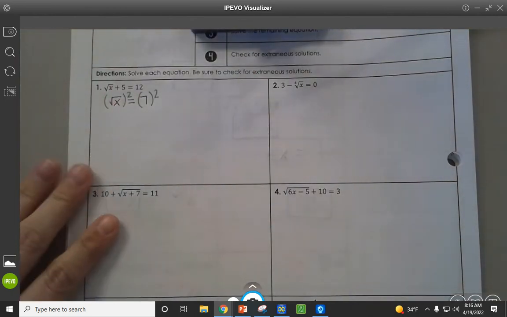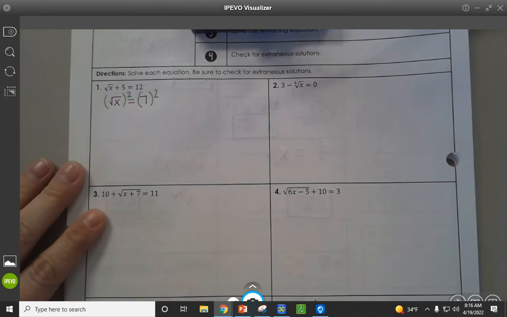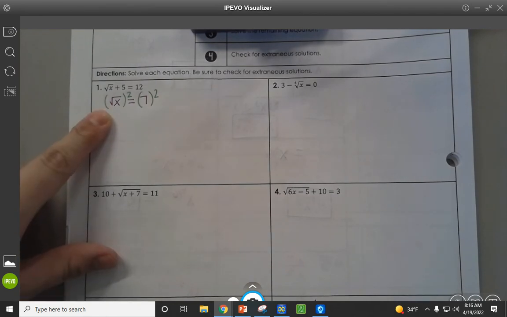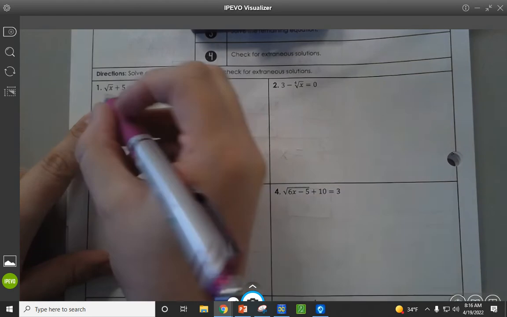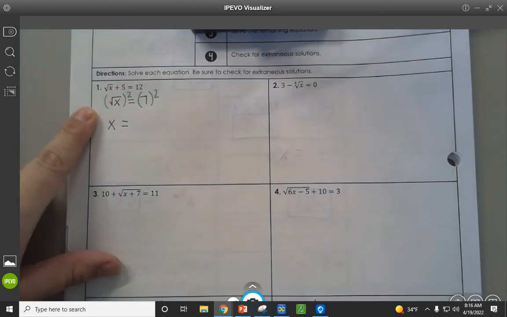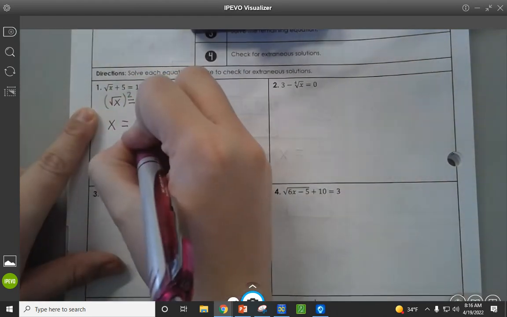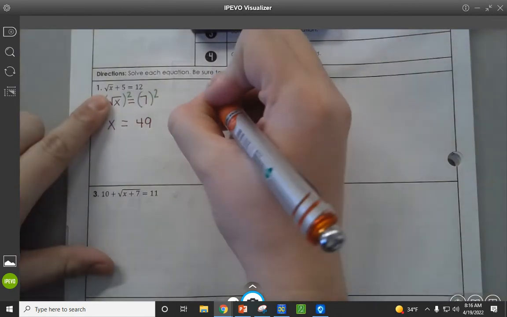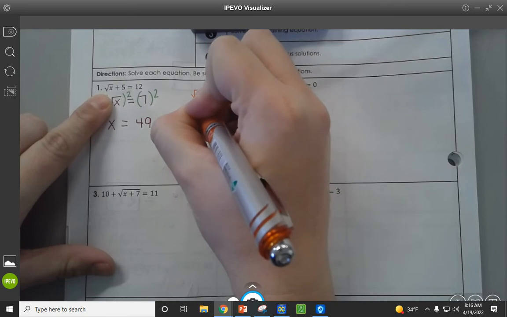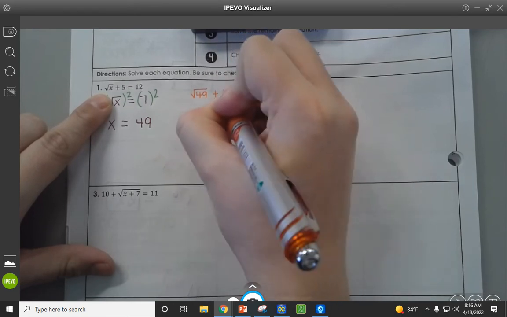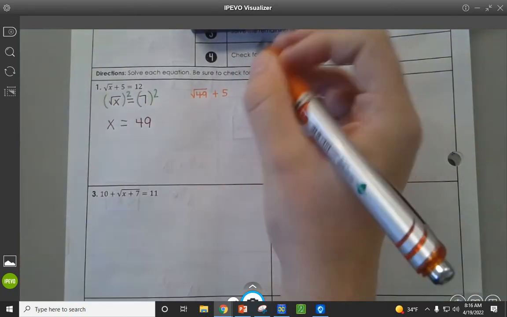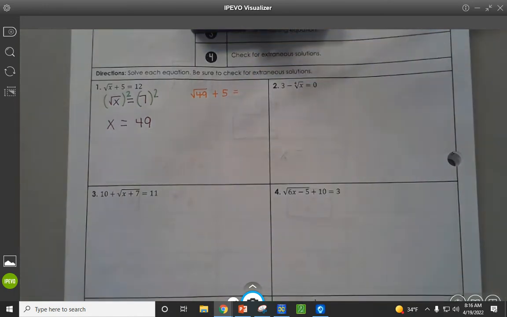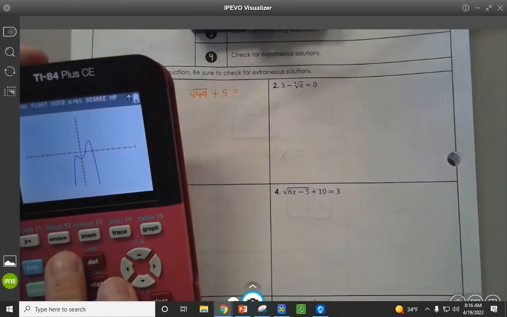So before we decide if that's truly the answer, we're going to check. And so I'm going to go back and plug in the square root of 49 plus 5 and see what that equals. So just, whoops, square root of 49, make sure that plus 5 is outside. And I get 12, and I should have gotten 12. So that means that this is a solution.